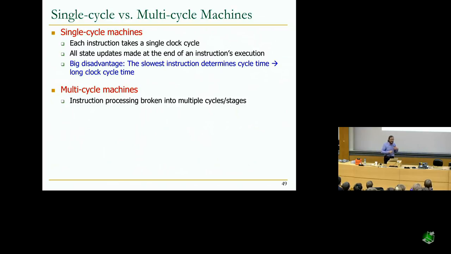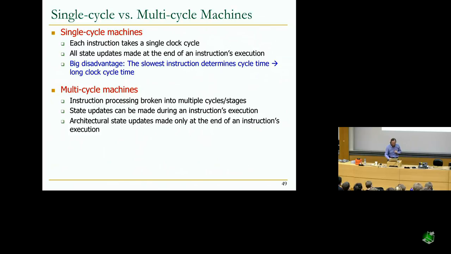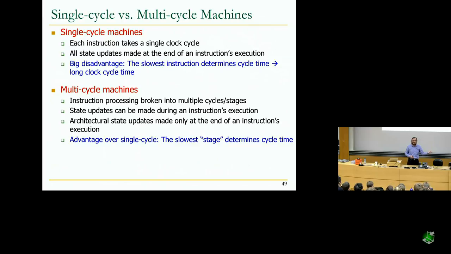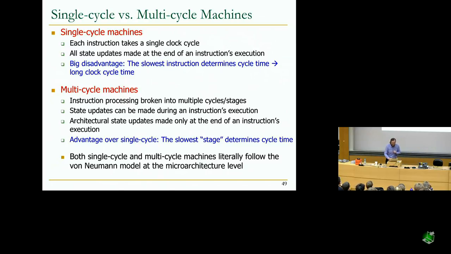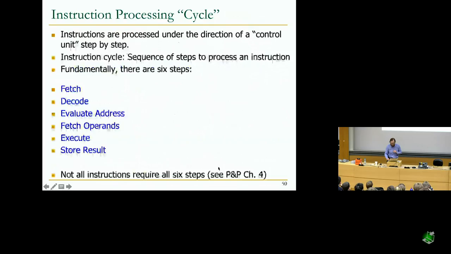On the other hand, in multi-cycle machines, instruction processing is broken into multiple cycles or stages. Then state updates can be made during an instruction's execution, but those state updates are to the microarchitectural state, not to the architectural state. We're not going to touch the memory, we're not going to touch the registers, at least the things that are visible to the programmer. And architectural state updates are made only at the end of an instruction's execution. The advantage over a single cycle is the slowest stage determines the cycle time now. Now, one of your instructions can take 1 million nanoseconds, and most of your instructions take 1 nanosecond. So you set your clock cycle time to be 1 nanosecond. So most of your instructions take 1 clock cycle, and this poor instruction takes 1 million clock cycles, right? That's the beauty of a multi-cycle machine, clearly. But both single-cycle and multi-cycle machines literally follow the von Neumann model at the microarchitecture level, as we will see.